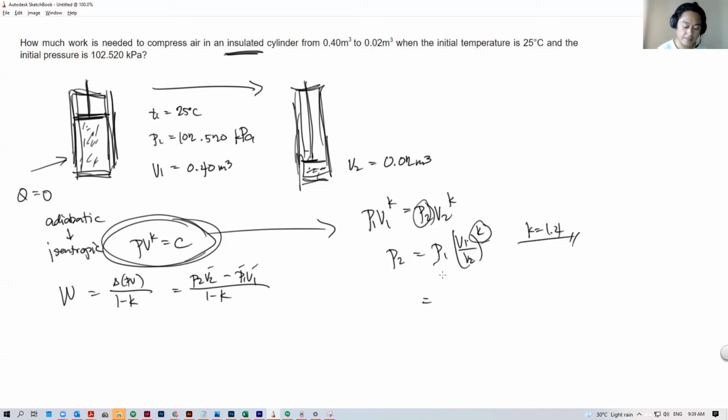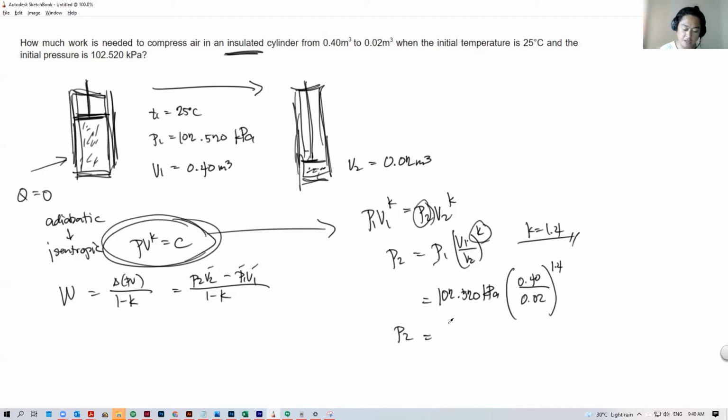So P1 is 102.520 kilopascals. I'm going to assume that this is already absolute. If it's not stated in the problem that the pressure is gauge, you can assume it to be absolute. So this is 102.520 kilopascals, all over V1, which is 0.40 cubic meters, and V2 is 0.02 cubic meters. That will just cancel out the unit, raised to the power of 1.4.